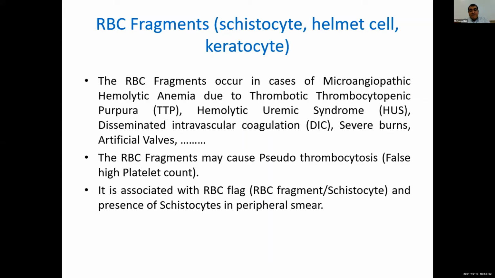It is associated with a specific RBC flag, which is RBC fragments or schistocyte, that will appear also in the report of the CBC, and the presence of schistocyte in the peripheral smear will trigger the correction of the false platelet count or pseudothrombocytosis.